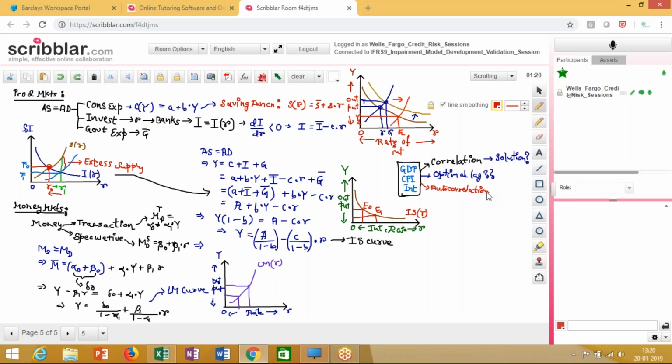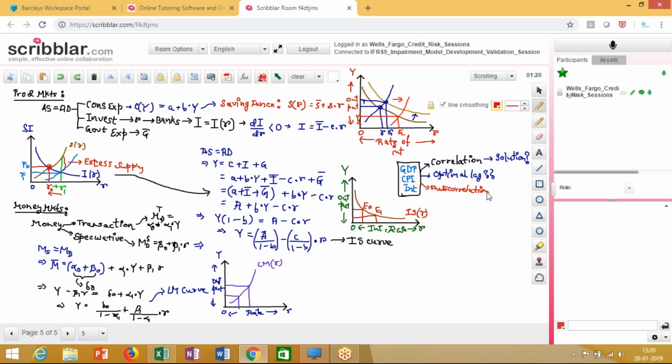IFRS9 does not talk about any specific approach to be used. Once you develop a PD model using the logistic regression framework, the next thing you need to do is use that same model and adjust it using macroeconomic variables, then put it together to find out your final PD, right? IFRS9 talks about a marginal PD that needs to be calculated every month, right?